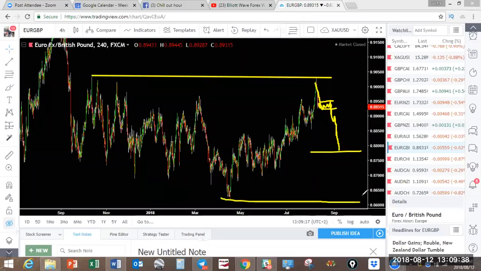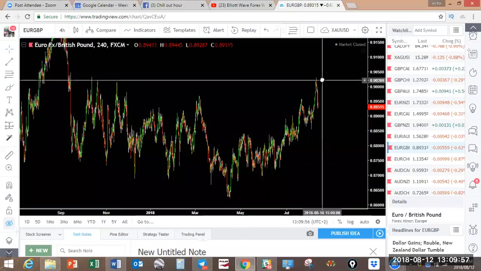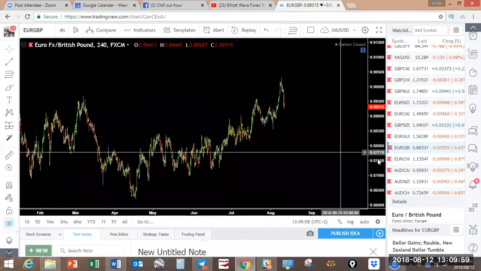This is a structural level, not a support or resistance level. I have to keep stressing that because some may think that I'm trading support and resistance here, but I'm not trading support or resistance. I'm trading structures, and I use Elliott and I use Fibonacci to project my levels. Okay, all right, so that is euro pound.